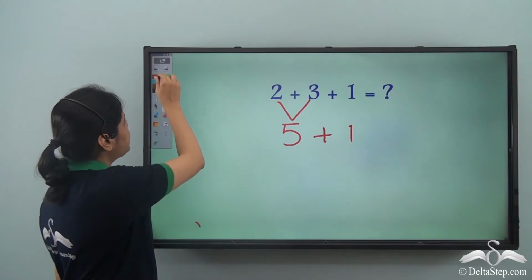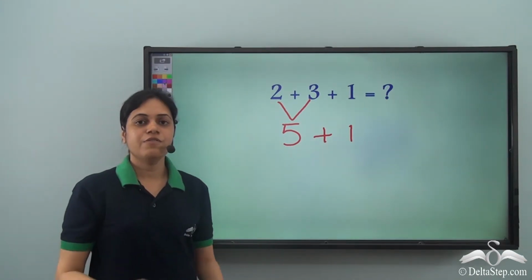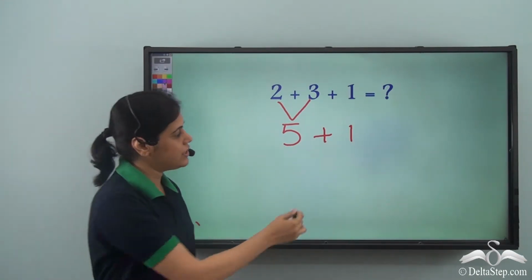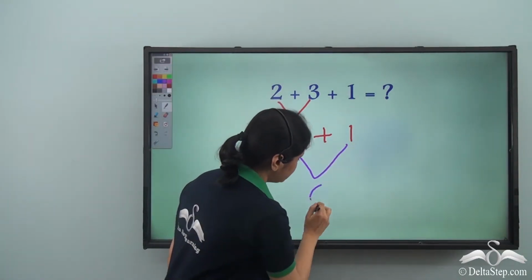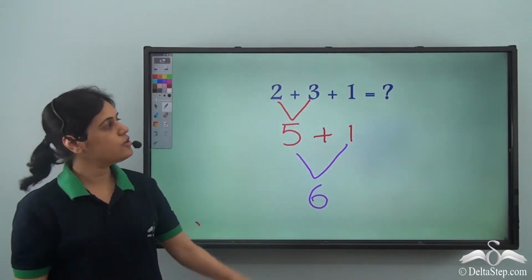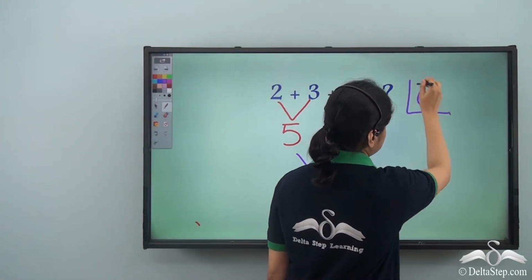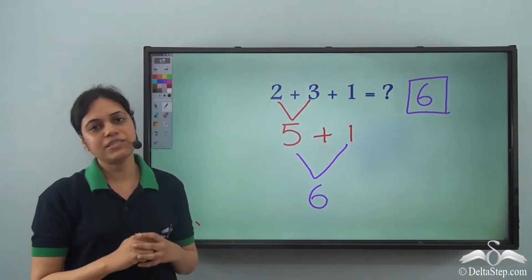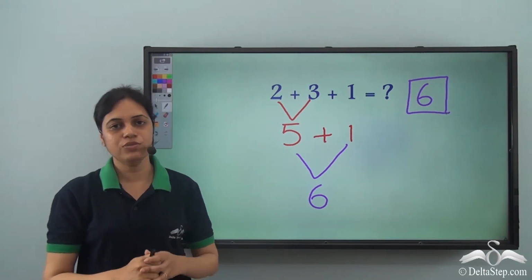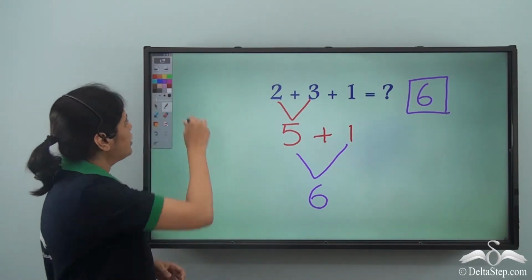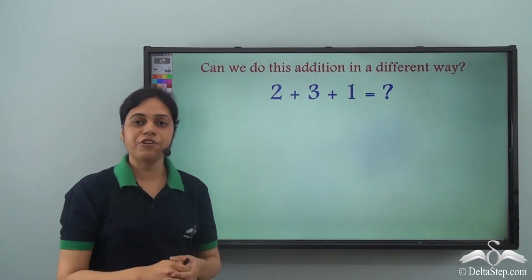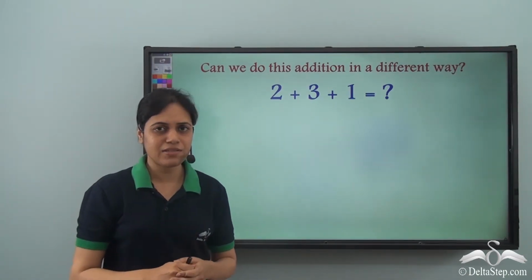Now what is 5 plus 1? 5 plus 1 is 6. So the answer to this is 6. So 2 plus 3 plus 1 is equal to 6. Now even if we do this in a different way, will we get the same answer?